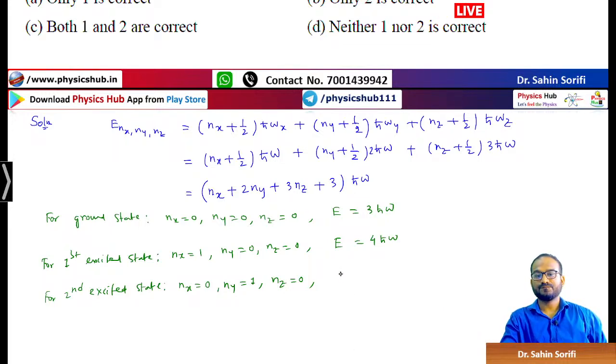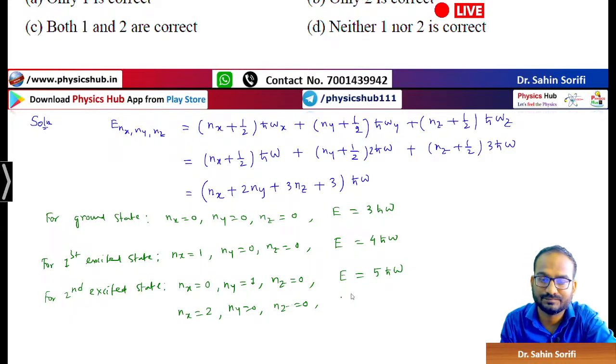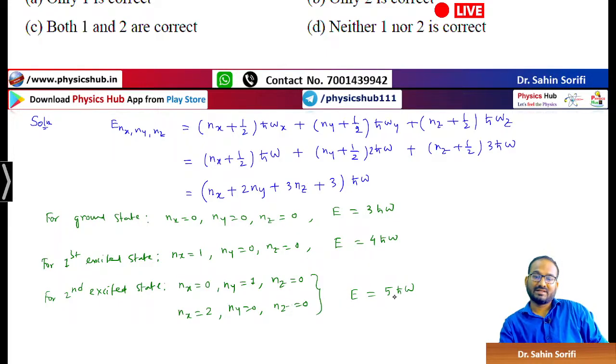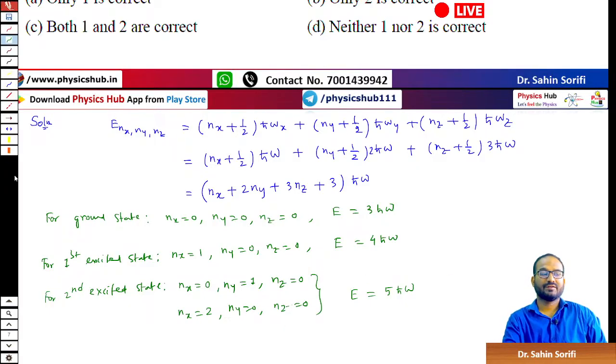Okay. For this, E will be how much? 2 plus 3, 5, 5 h cut omega. 0 1 0. And another choice can give you this. If you choose Nx equals 2, Ny equals 0, Nz equals 0, then also you get E equals 5 h cut omega, right? Is there any other choice that can give you E equals 5 h cut omega? The answer is no. No, it means it is doubly degenerate.